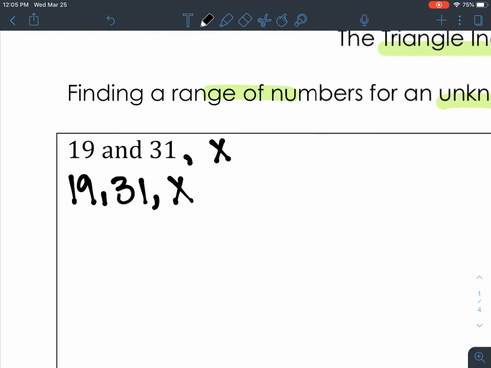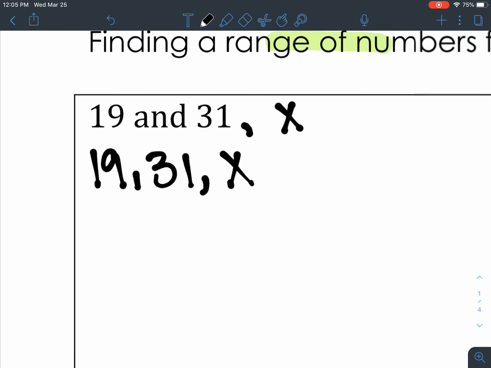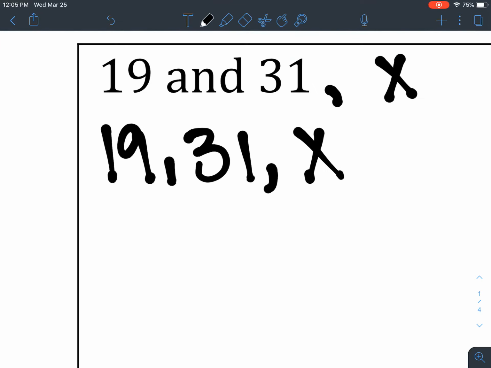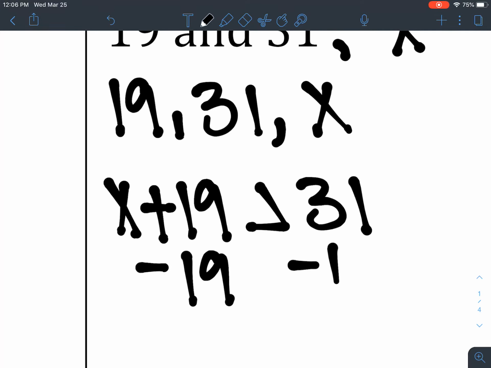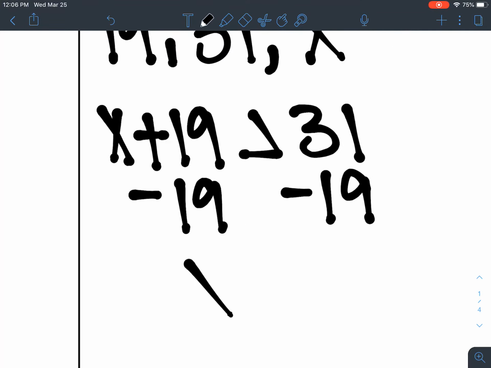Okay, so let's remember what the triangle inequality theorem said. It said that you could add any two of the side lengths and it has to be greater than the third side. So let's do x plus 19. What the triangle inequality theorem says is if we take those two sides, it has to be greater than 31. So we're going to solve now, subtract out that 19, and we get x has to be greater than 12.